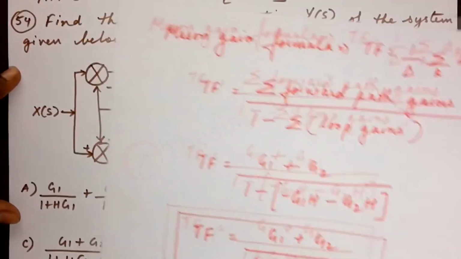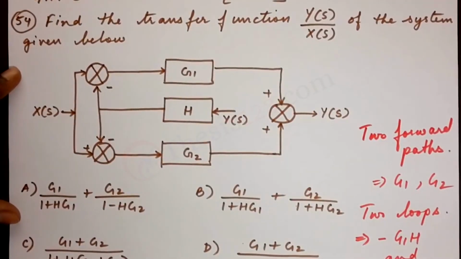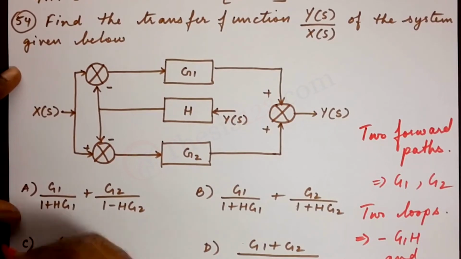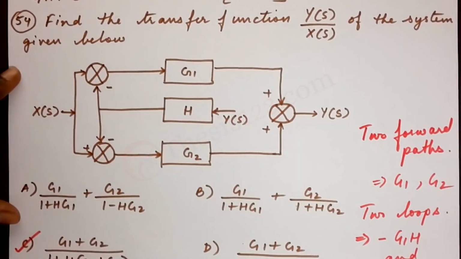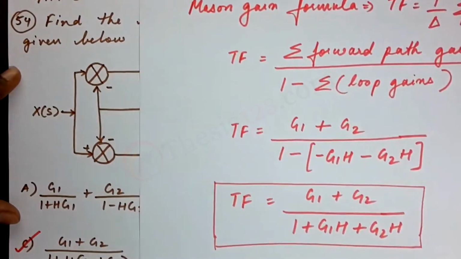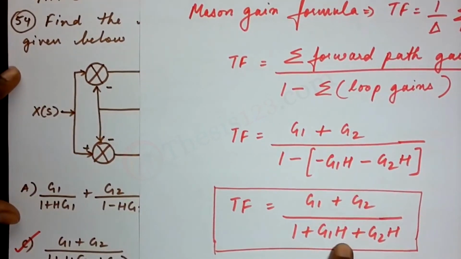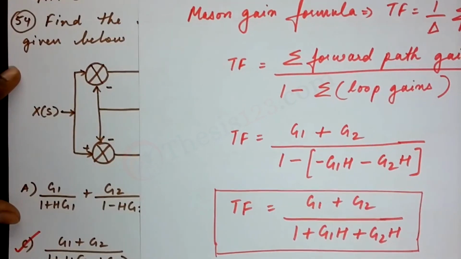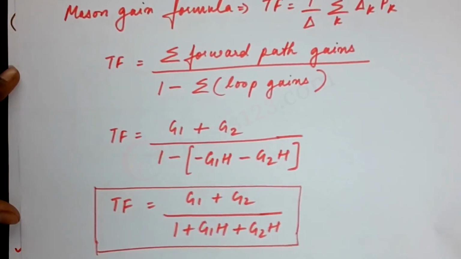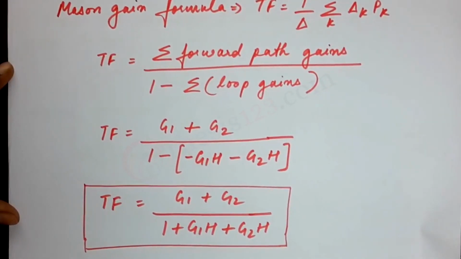And if we see what it matches with, it matches option C here. If we take H out as a common term, we would have G1 plus G2 divided by 1 plus H into G1 plus G2. Well, this is the entire solution.